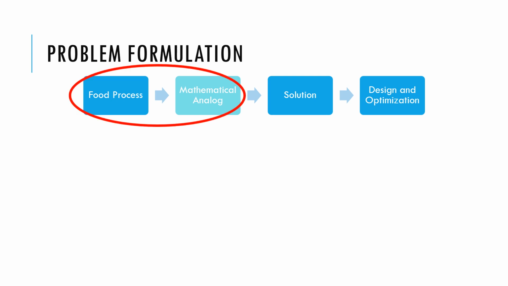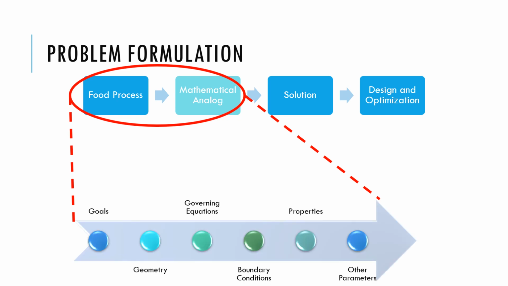But the very first step, going from the physical world to the governing equations and boundary conditions, is called problem formulation. If you look at details of that step, it has parts like setting the goals, the geometry, governing equations, boundary conditions, and so on.